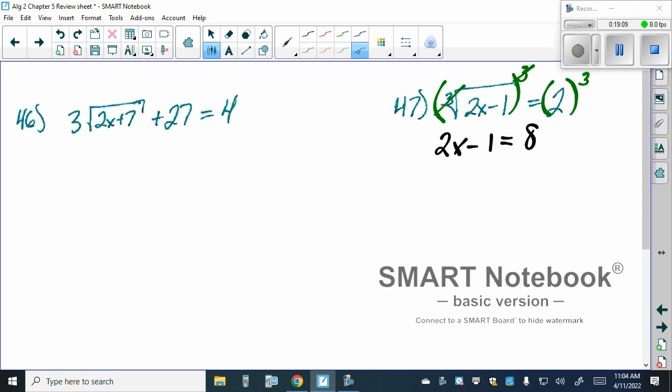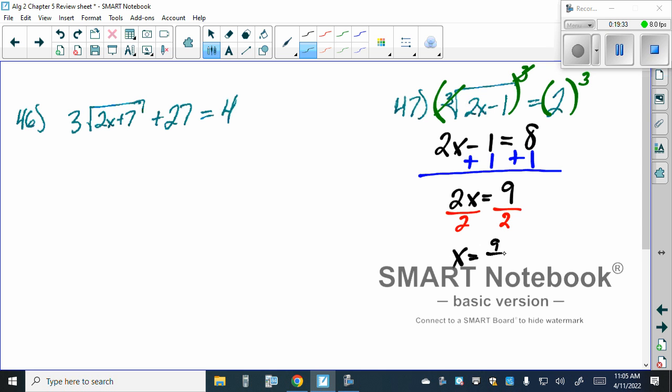Now that we have all the radicals gone, we can just solve for the variable. So the first thing we can do is add 1 to both sides, which will tell us that 2x is equal to 9. And last but not least, we would divide by 2, telling us x is equal to 9 halves.